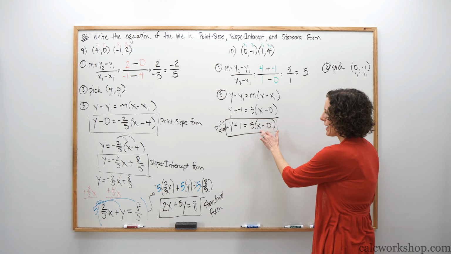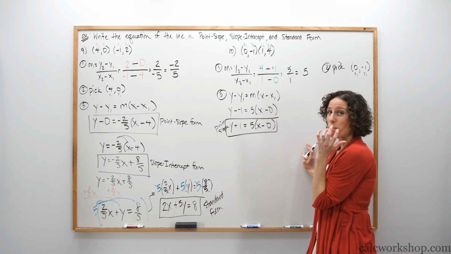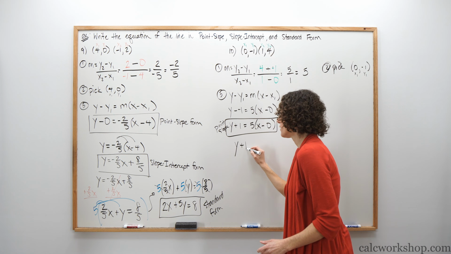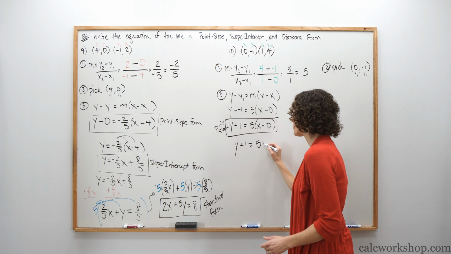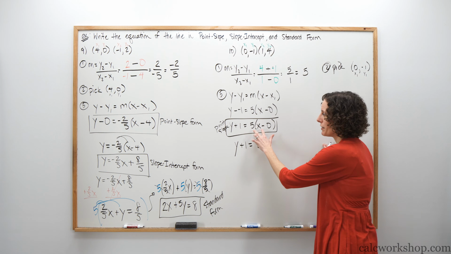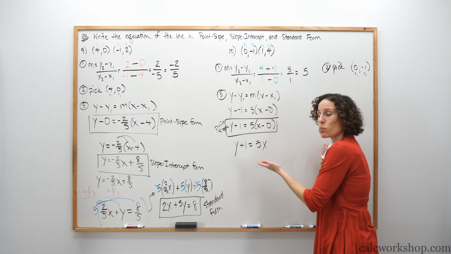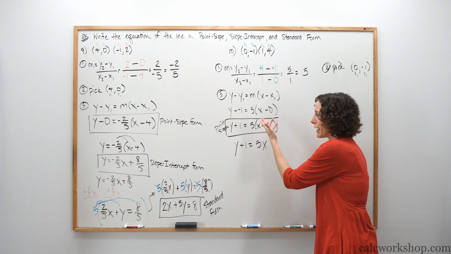Well, what do you notice? X minus 0 is just x. Makes things really easy. So we have y plus 1 equals 5 times x. Because notice, x minus 0 goes away, or even if we distributed, it wouldn't make a difference. 5 times x, 5 times 0.